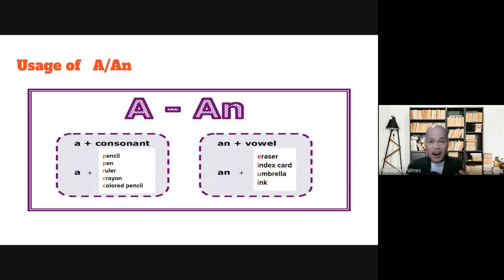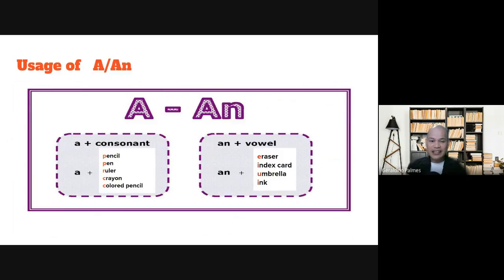If the vocabulary starts with A, E, I, O, U, we should use an. All right, example here: an eraser, an index card, an umbrella, and ink. So all right, here are vowels. Right here you can see a plus consonants. You can see a pencil, a pen, a ruler, a crayon, a colored pencil. So this is how we use the articles a and an.